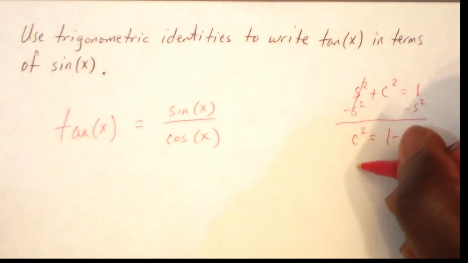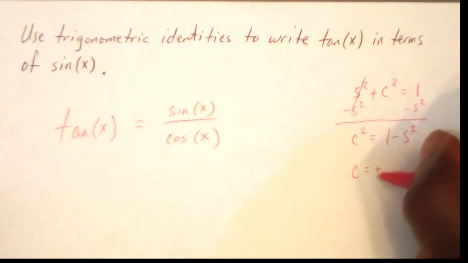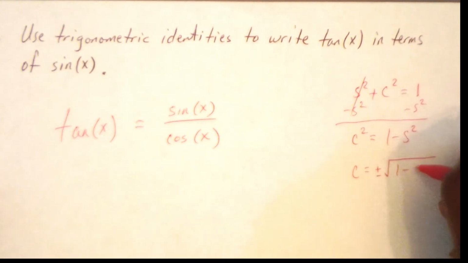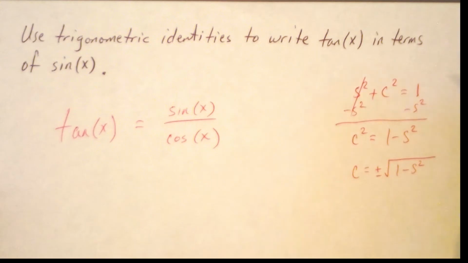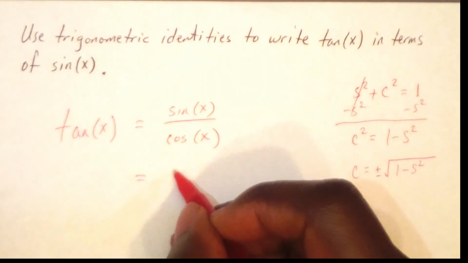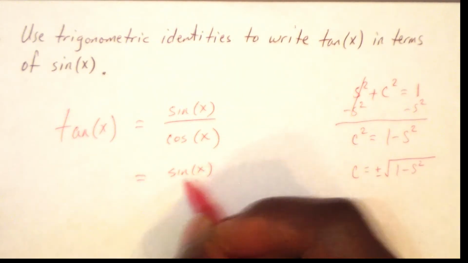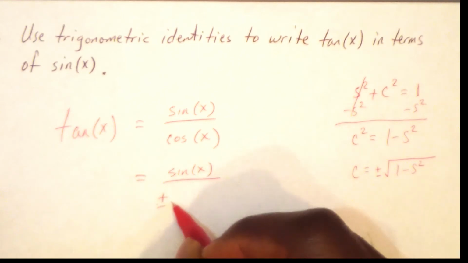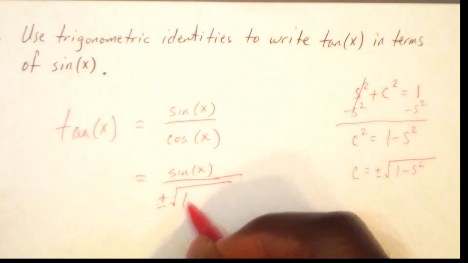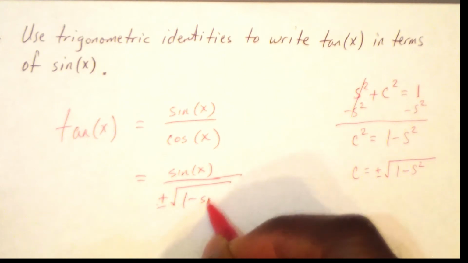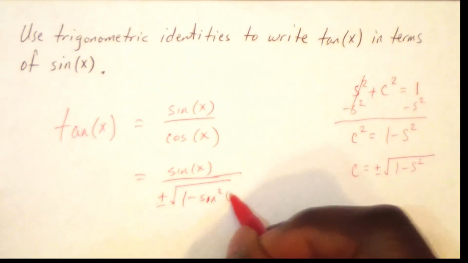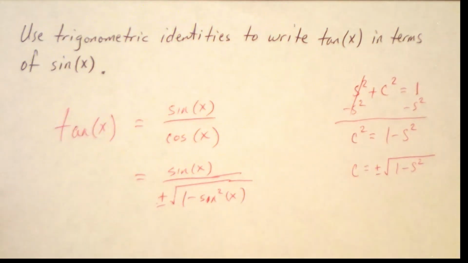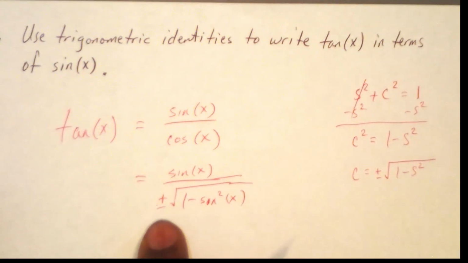And of course, if we do the principal root here, that would be plus or minus square root of 1 minus sine squared. So we could rewrite this as sine of x divided by plus or minus square root of 1 minus sine squared x. And of course, the plus or minus part would depend upon the value of x, in other words, the angle x and what quadrant it's in.